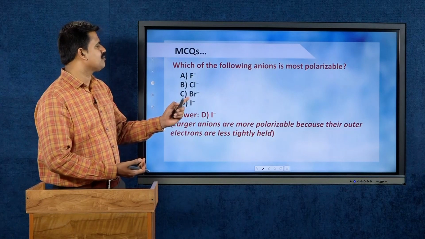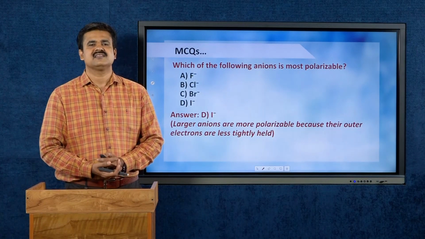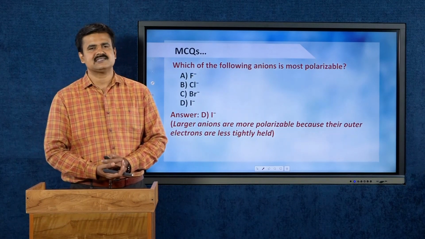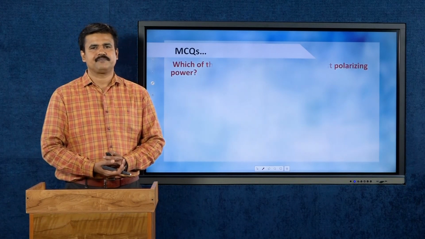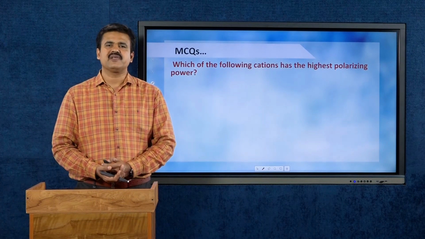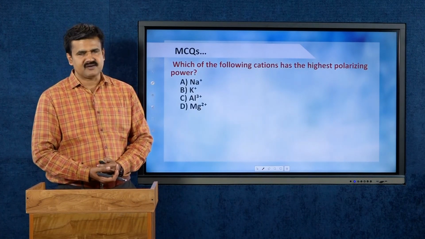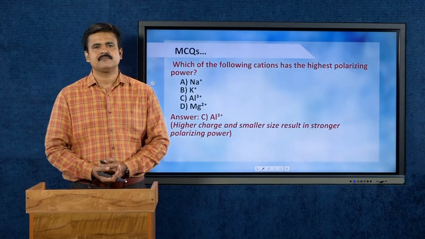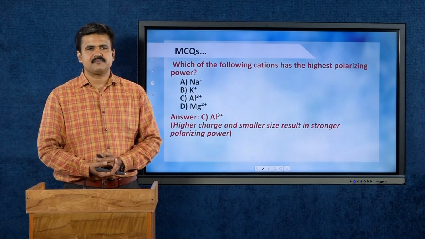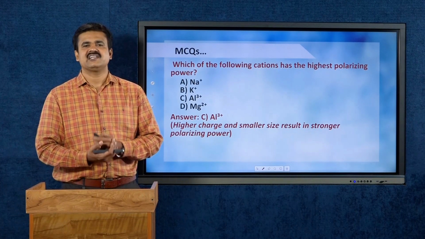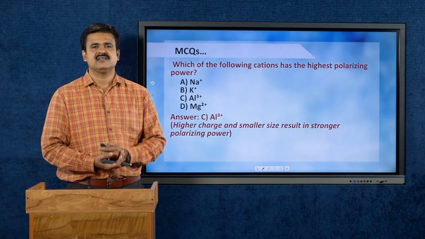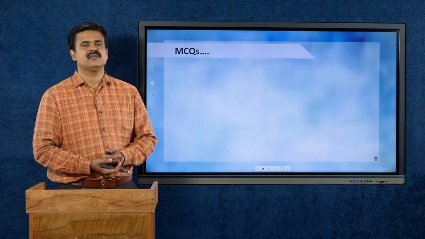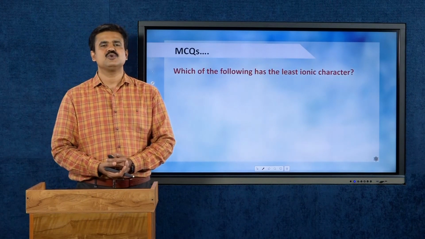Larger anions are more polarizable because their outer electrons are less tightly held to the nucleus. Now, which of the following cations has highest polarizing power? These are 4 cations: Na plus, K plus, Al3 plus and Mg2 plus. The answer is aluminum 3 plus because high charge and small size results in stronger polarizing power for aluminum 3 plus. Now, this is the last MCQ of this module.